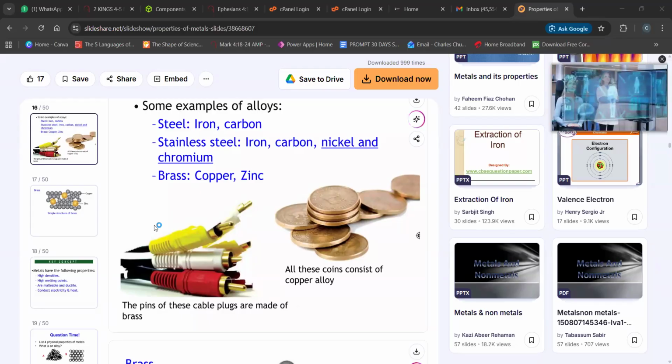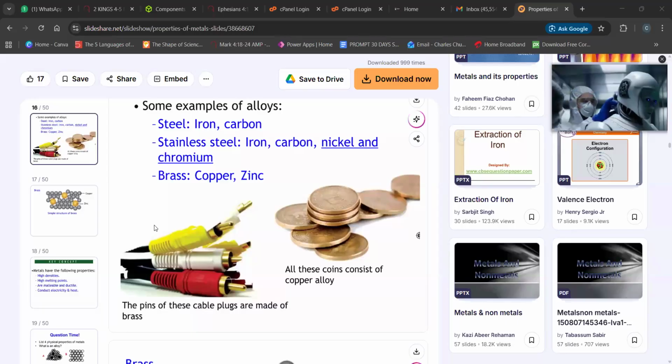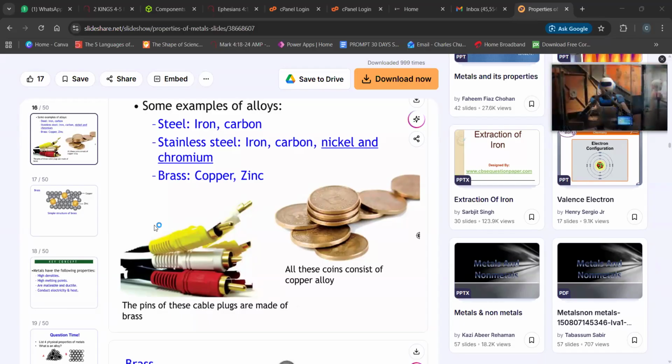Then you now have a more refined steel, which is called stainless steel, which is formed by iron, carbon, a little bit of nickel and chromium. Nickel and chromium are what they call transition elements. Those ones are in a class of their own as metals, transition metals. Then another popular alloy that we know is copper and zinc.